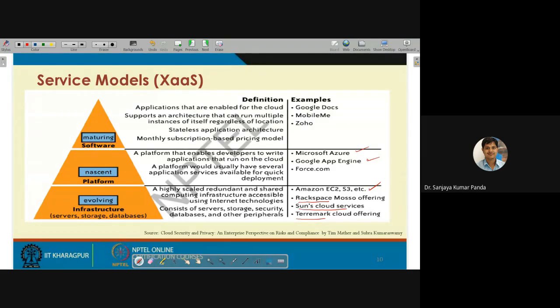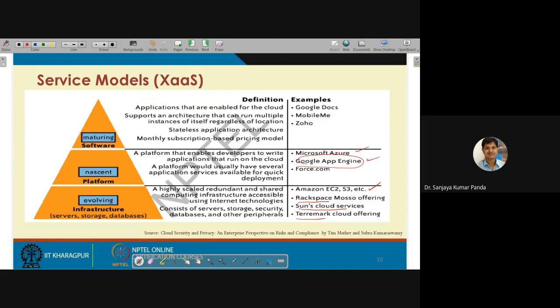So similar applications, if you want to develop and deploy in the cloud, Google App Engine, Microsoft Azure, Host.com, these all are providing the platform as a service. So basically, these are application services which are readily available for deployment. That's why we are going for platform as a service.